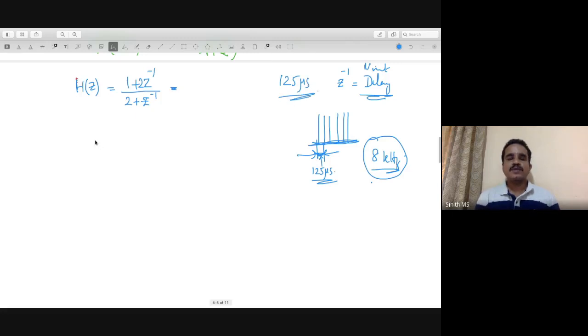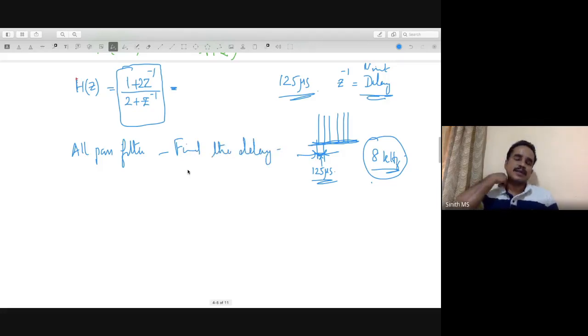So can you try to find what is the delay produced due to this all pass filter? You have an all pass filter, find the delay. You can try this as a homework, and probably I shall give some. Do you want to do it now or you will do it later?